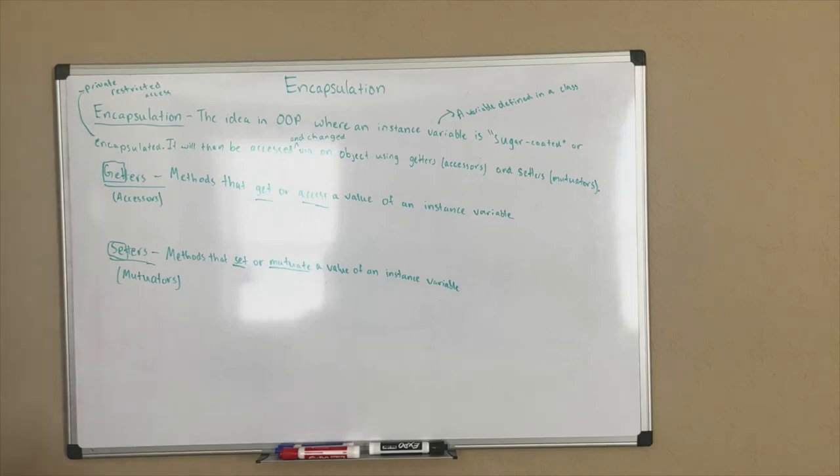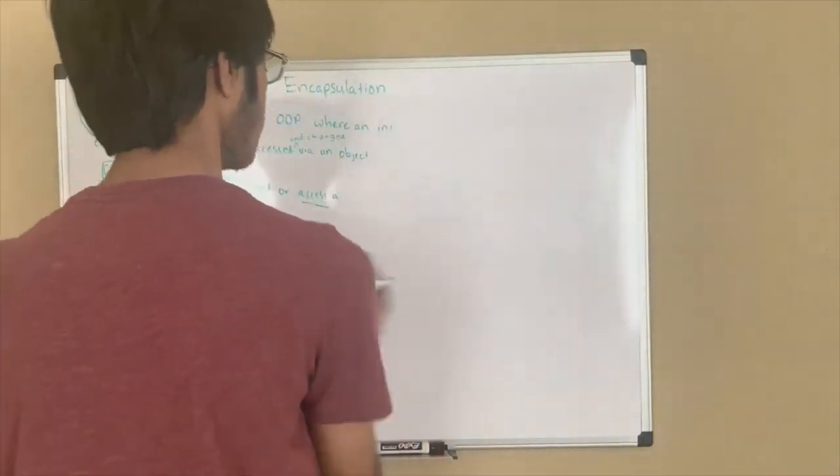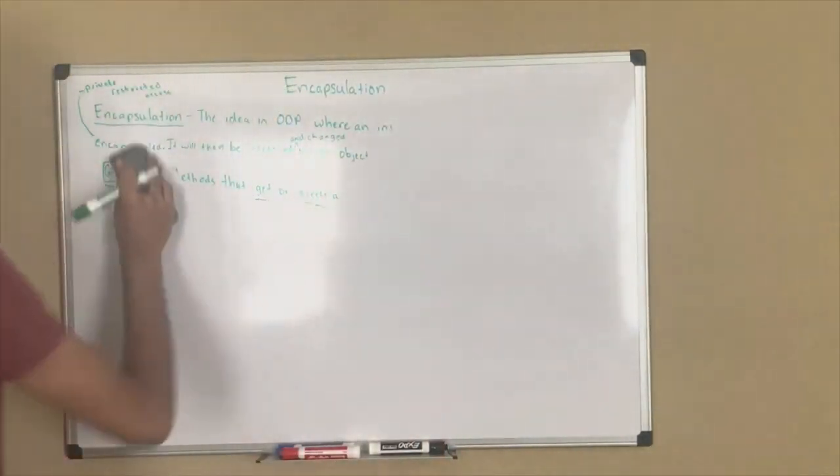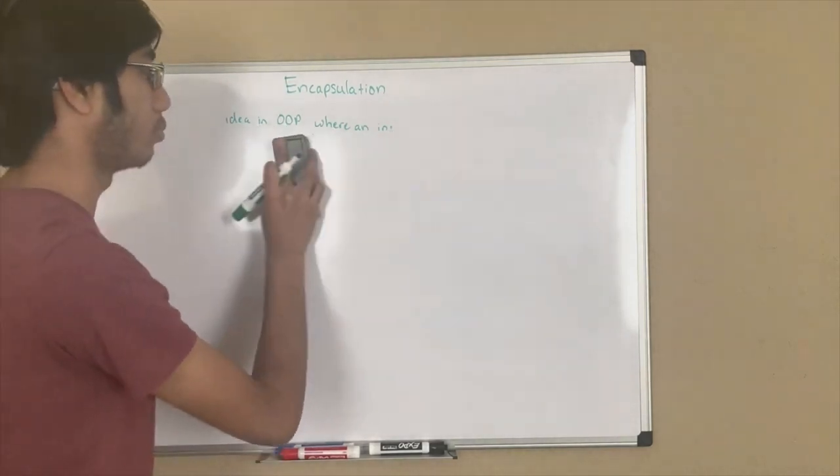Then we have getters and setters. Getters get or access a value of an instance variable. Setters set or mutate a value of an instance variable. And getters and setters are just methods, by the way. I don't want to confuse you or anything. They're just methods that get and set values. So we've covered our definitions. I wanted to emphasize that quite a bit because you can't really go into the code unless you know what the words mean, right? Straight and simple.